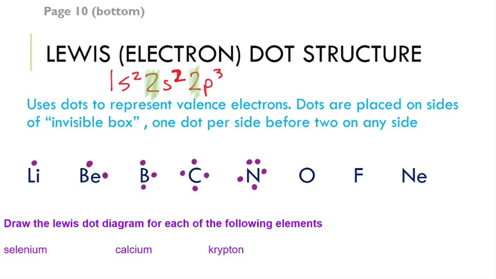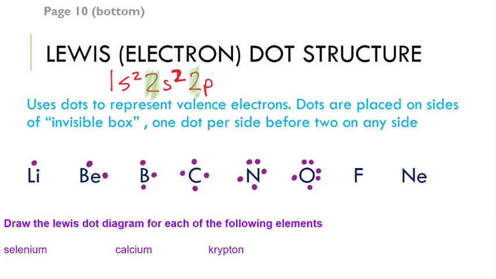Oxygen is going to get 6 dots. It goes all the way to 2p4. 2 plus 4 is 6 valence electrons, which gives it 6 dots, which does mean that 2 sides are going to end up with 2 pairs. 2 of those sides are going to have some single lonely electrons on them.